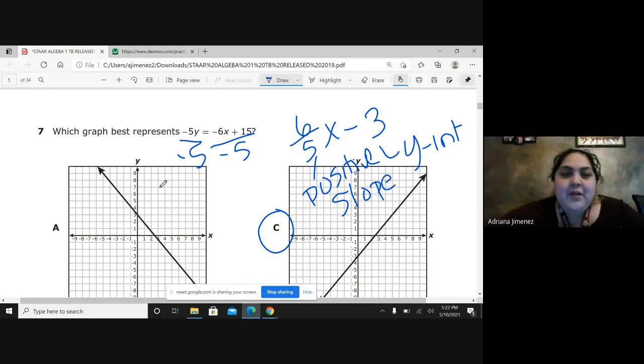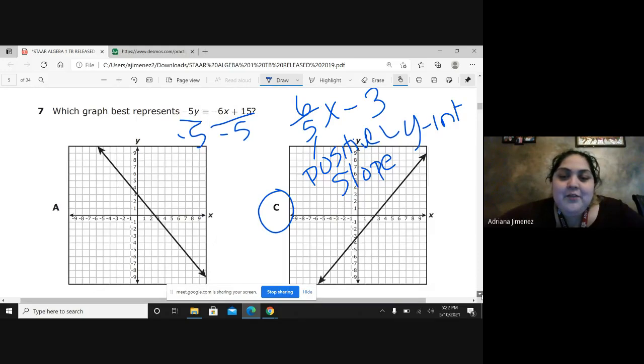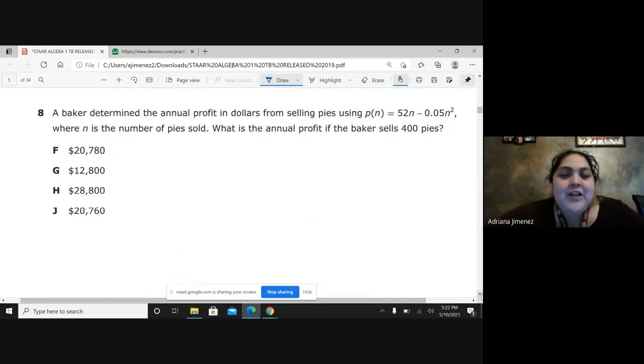But remember, it's up to you what you remember. You want to go through the test and do the problems that you feel like you don't need a calculator for, or that you remember how to use the calculator, right?